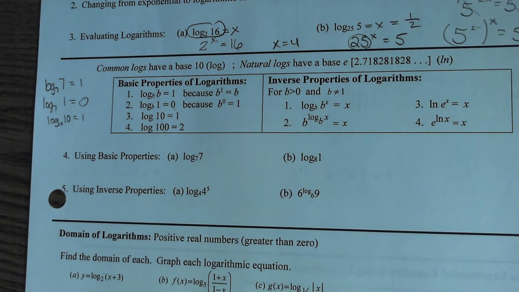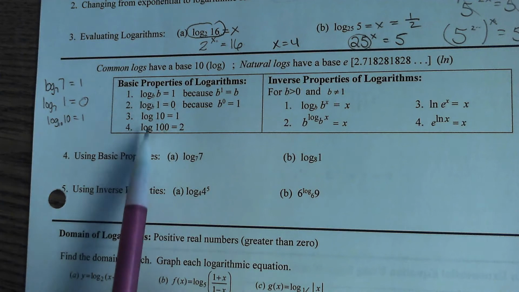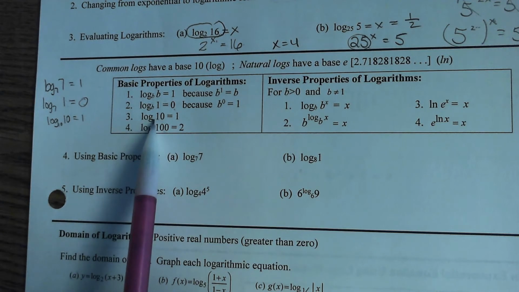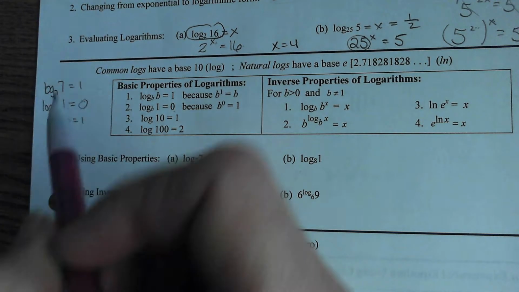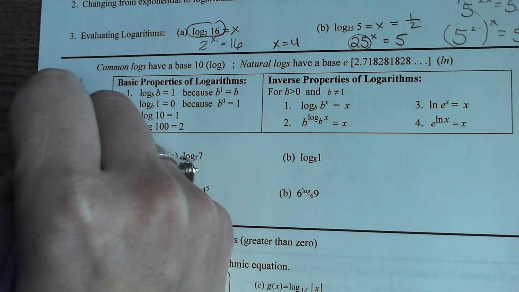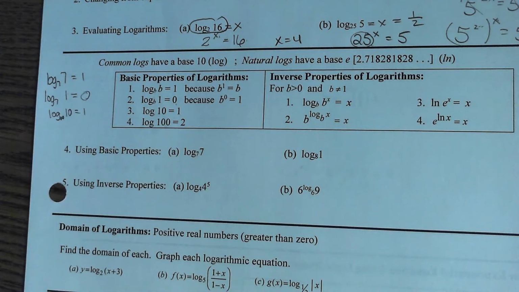Okie doke? Wait, so log 0, 10, is that what it is? The third one? It just says log of 10. There's no base. But what did you say? Log base 10 of 10. Because if you don't see a base, you assume it's 10.